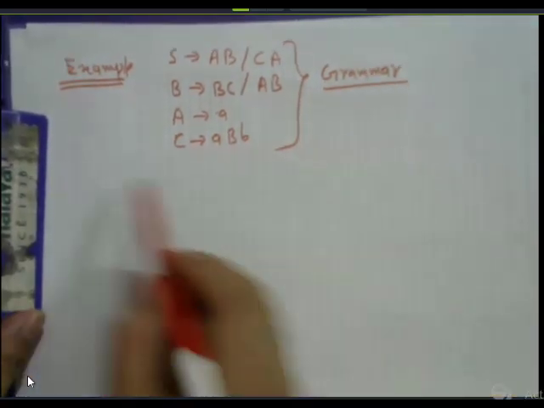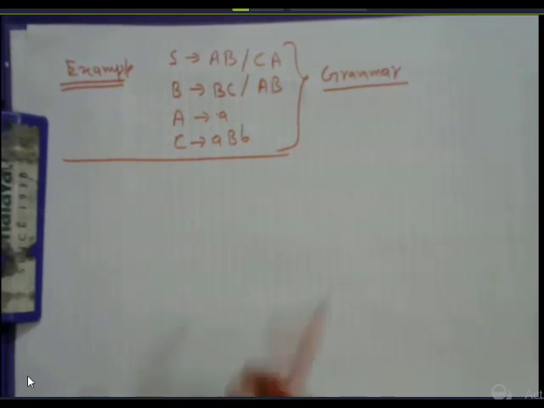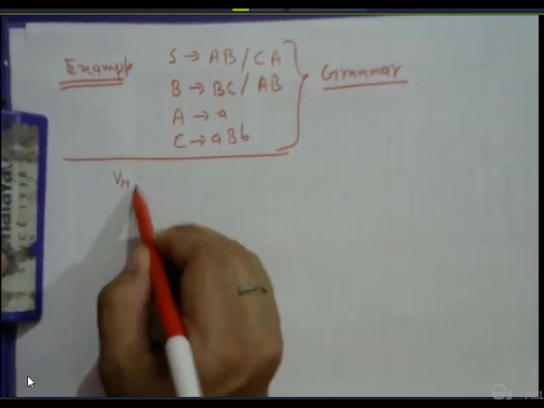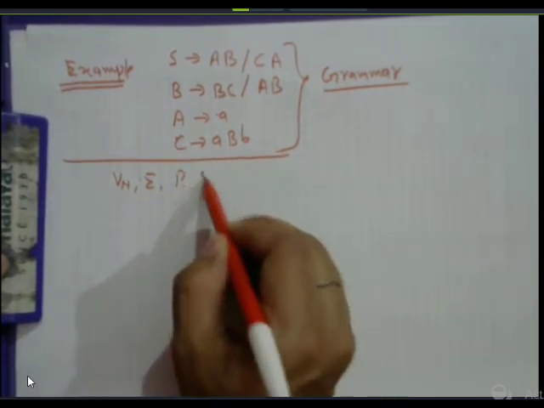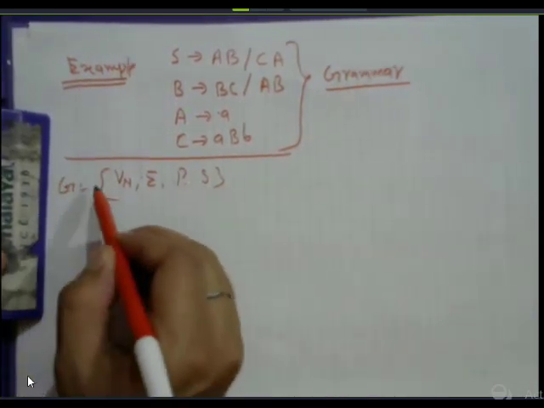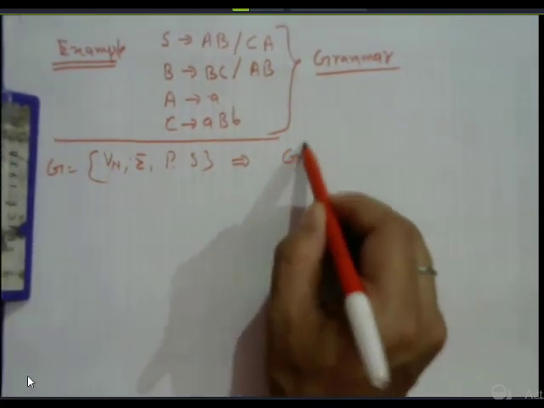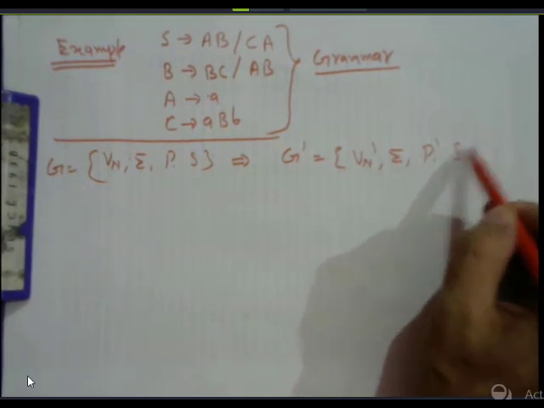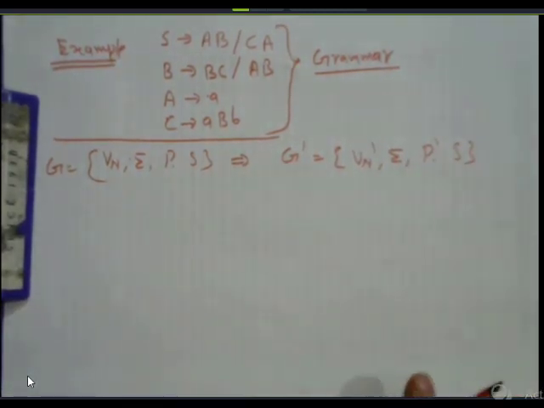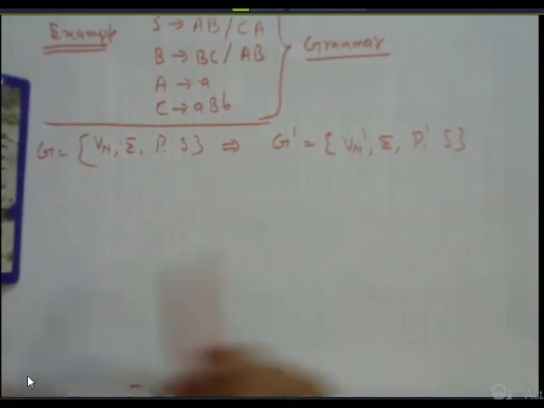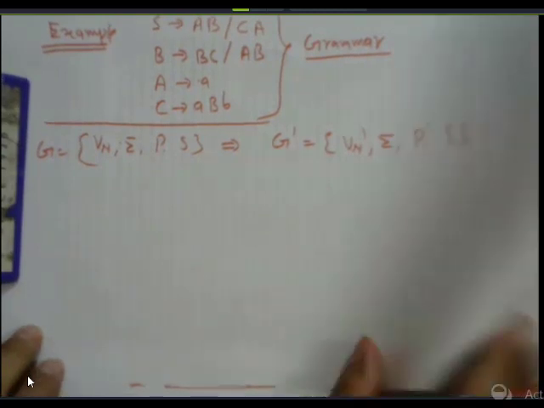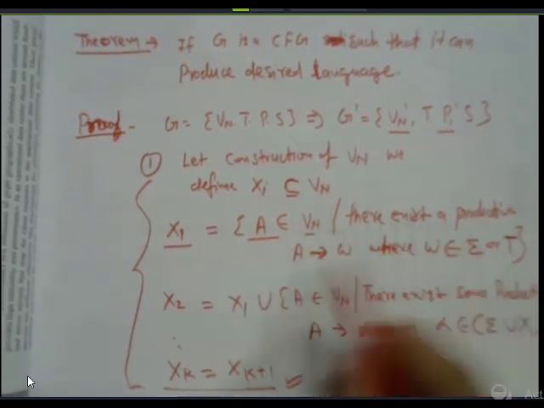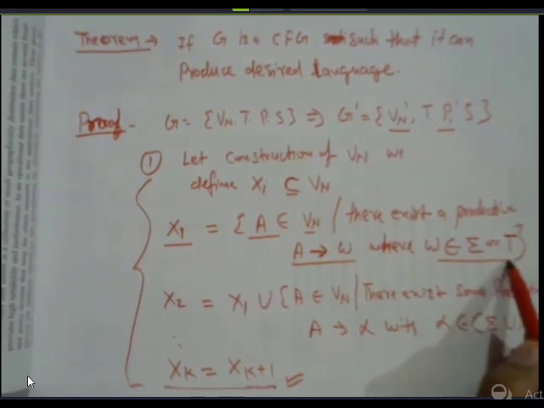How to simplify this grammar with the help of these theorems? Simply we can first define that there is a Vn, there is a sigma, there is a production rule, and there is a start symbol S. Then there is a simple G, and we can define G dash as Vn dash, sigma, P dash and S. Then by applying the rules, first we start with the symbols which can derive the first rule. This is the first rule.